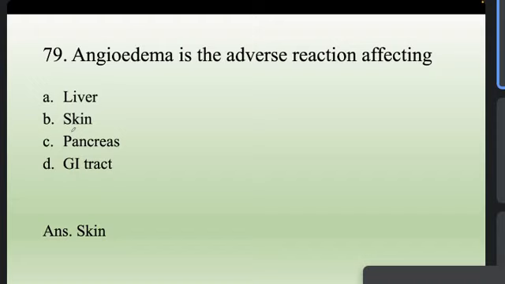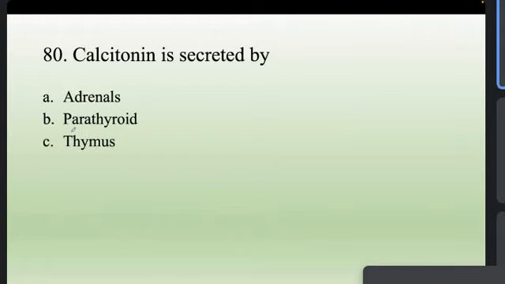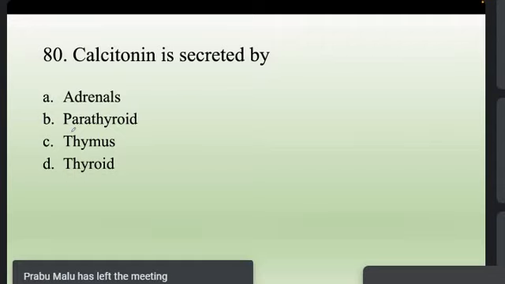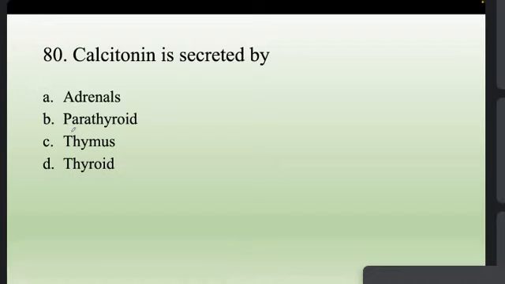Now let us move on to the next question. Calcitonin is secreted by: adrenal, parathyroid, thymus, thyroid. Thyroid. Okay, thyroid. Any other? What does calcitonin do?